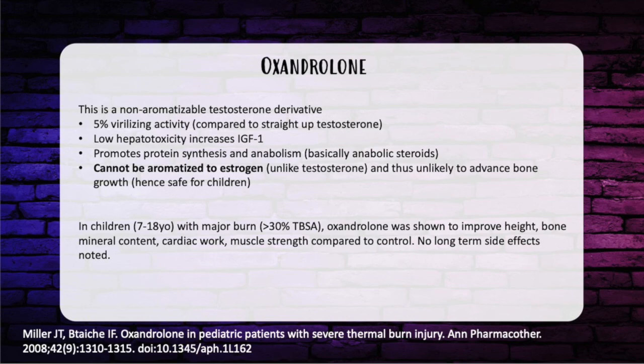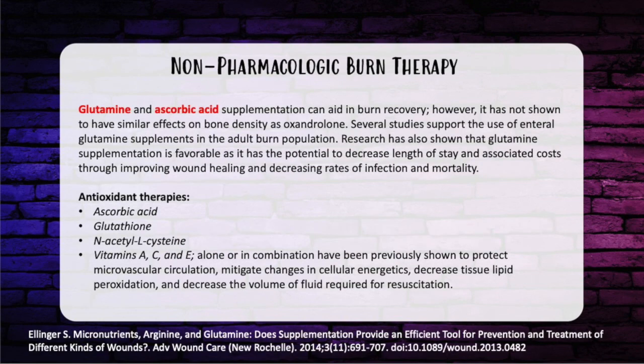In children between 7 and 18 years old with a major burn of over 30% total body surface area, it has been shown to improve height, bone mineral content, cardiac work, and muscle strength compared to control. No long-term side effects were noted. Just some other pearls. Glutamine and ascorbic acid supplementation can aid in burn recovery. However, it hasn't been shown to have similar effects on bone density as oxandrolone. Several studies support the use of enteric glutamine supplements in the adult burn population. Research has shown that glutamine supplementation is favorable as it has the potential to decrease length of stay and associated costs through improving wound healing and decreasing rates of infection and mortality.